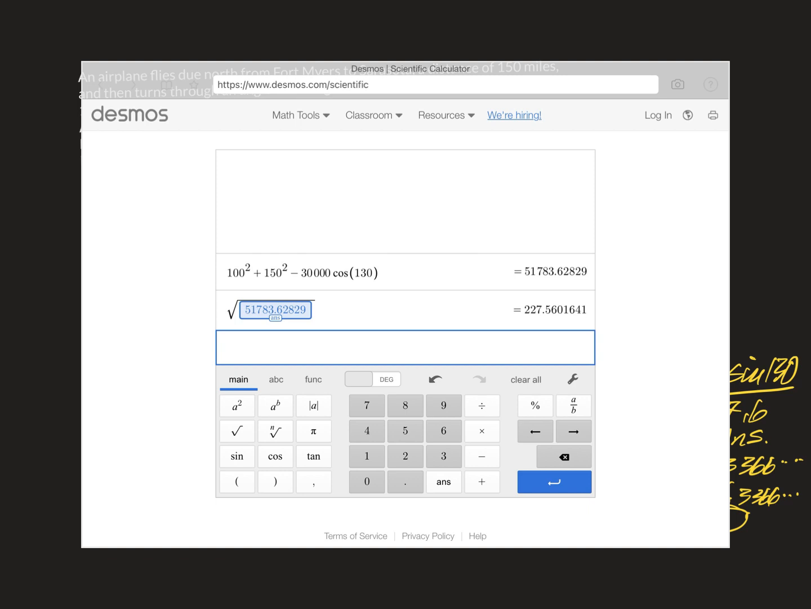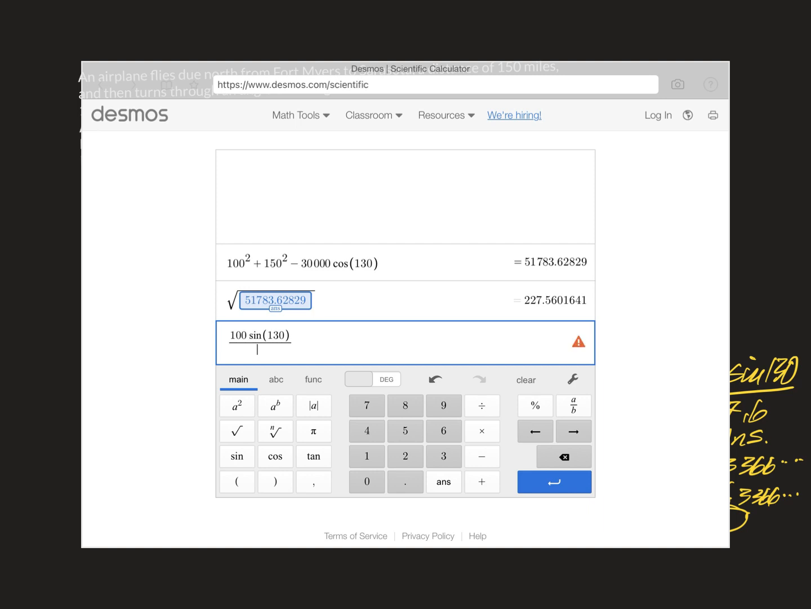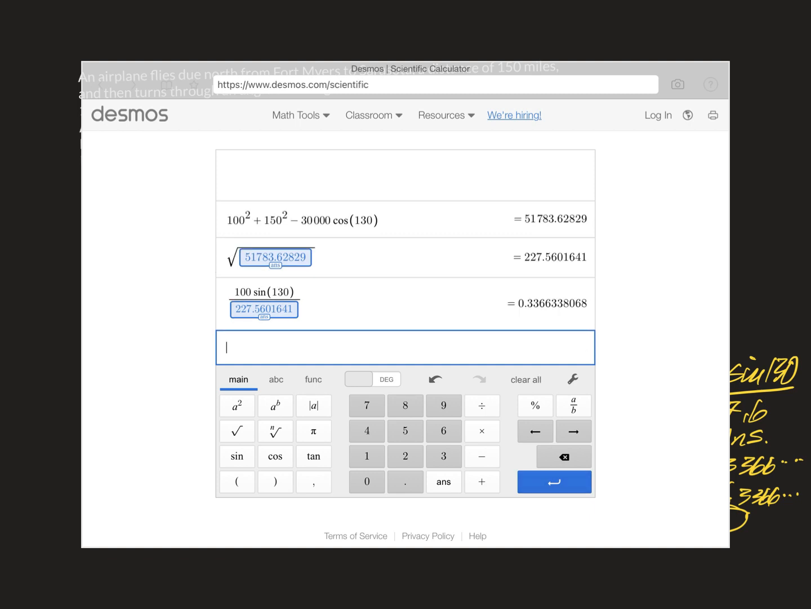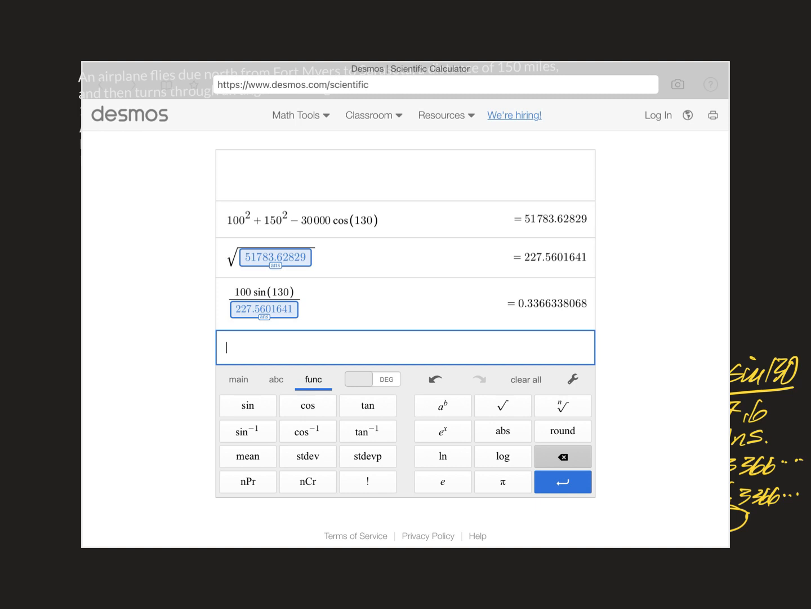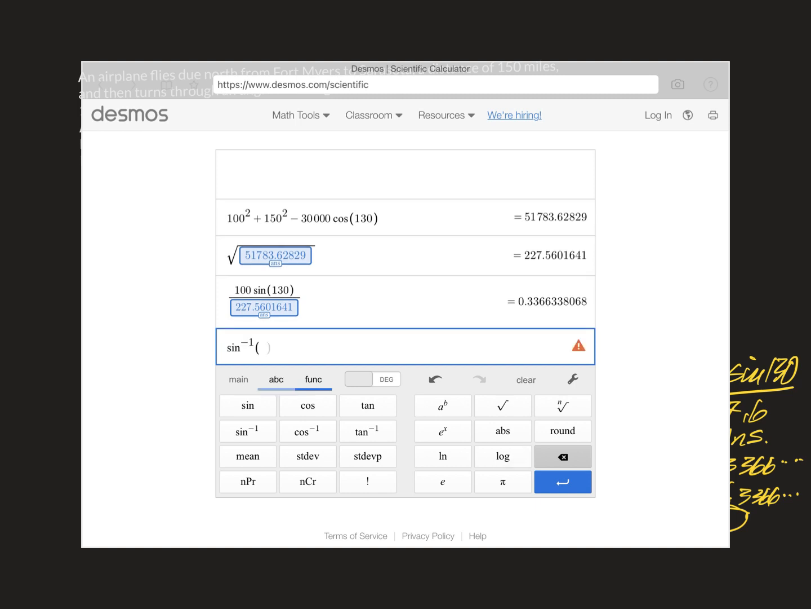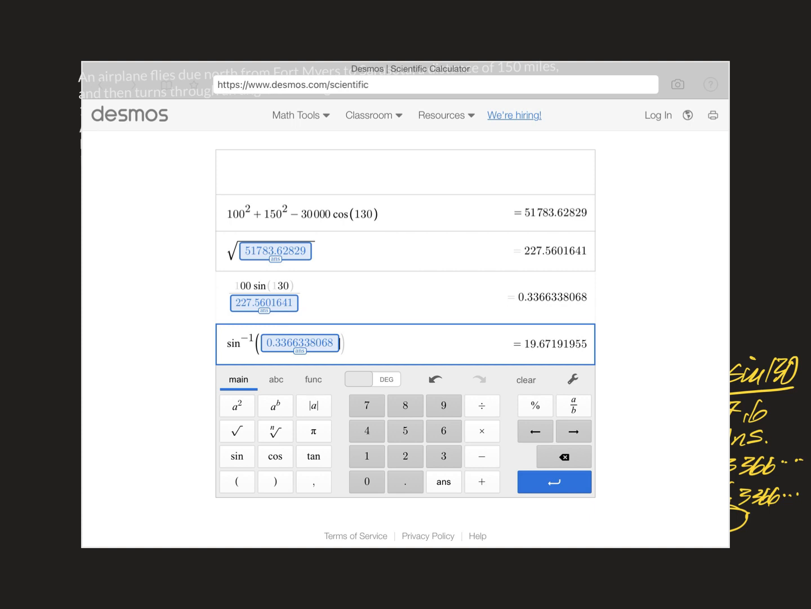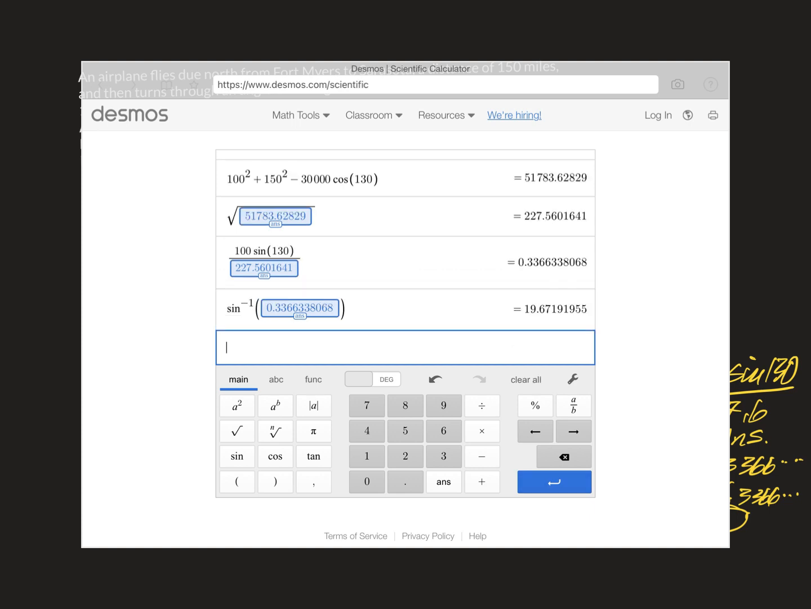And then I went to the next problem, and that was 100 sine of 130 degrees, and then we had to divide that by the 227, by the answer. And that gave me the 0.3366. And then we take the inverse sine of that answer. And the inverse sine of that is the 19.67.